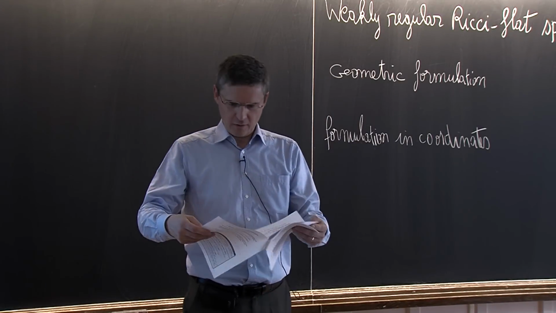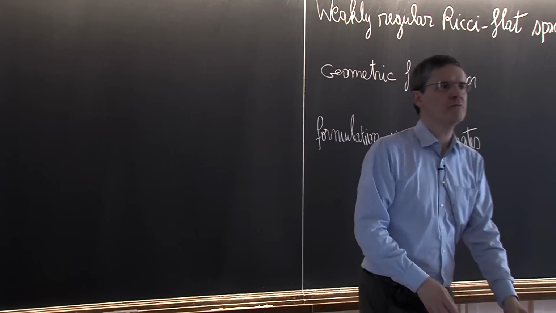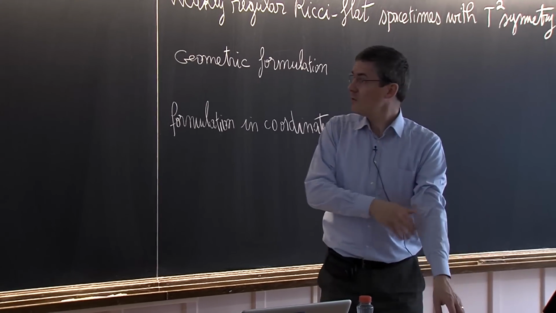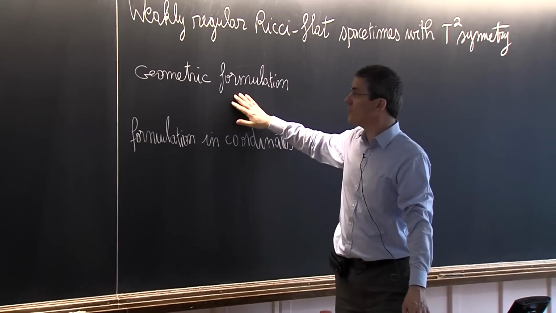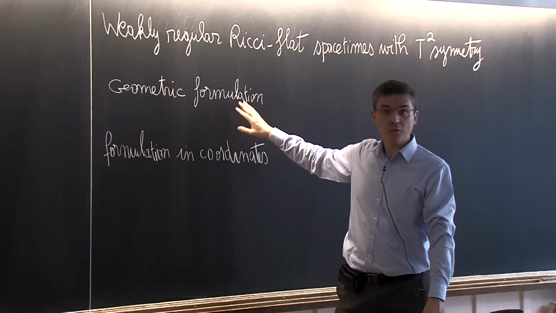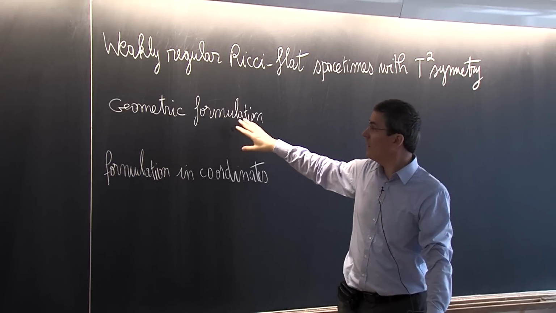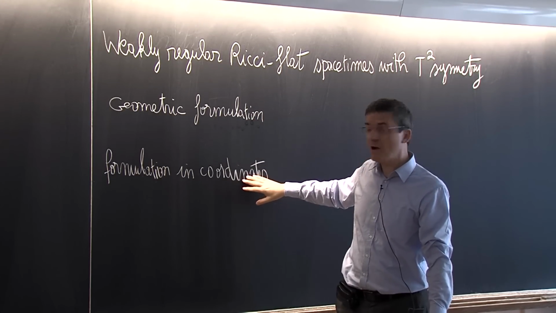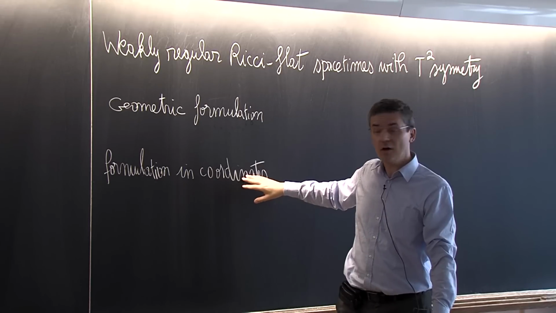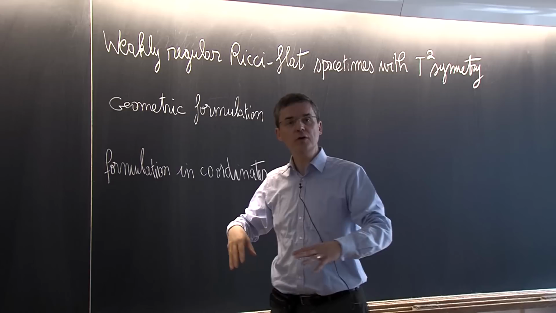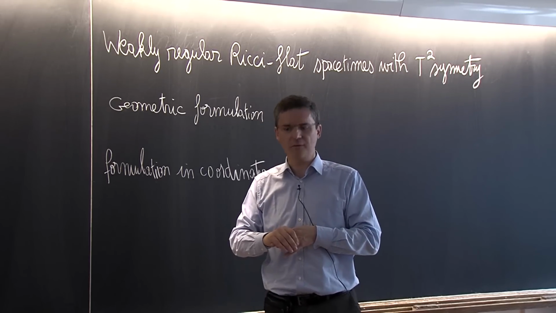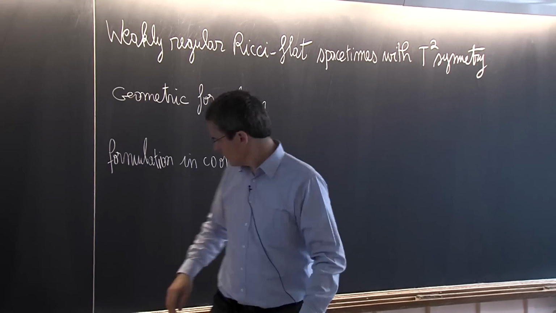So we continue today with a presentation of T2 symmetric spacetimes with weak regularity. You may remember the last time we started the geometric formulation. So that's what we are going to do today, to complete the geometric formulation and then to express the Einstein equations in coordinates, choosing some admissible coordinates adapted to the symmetry assumptions and to the weak regularities that we have made.